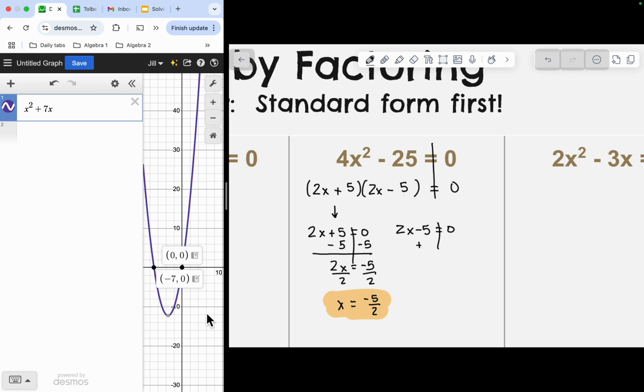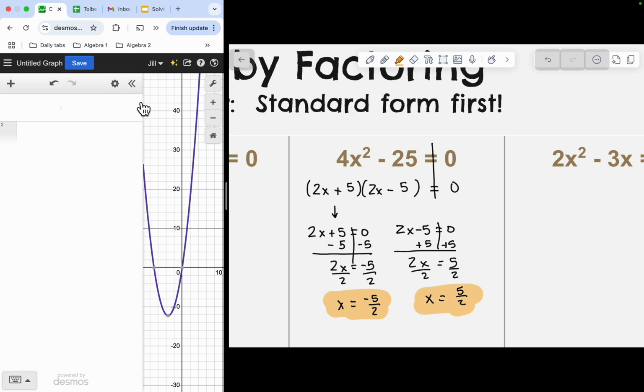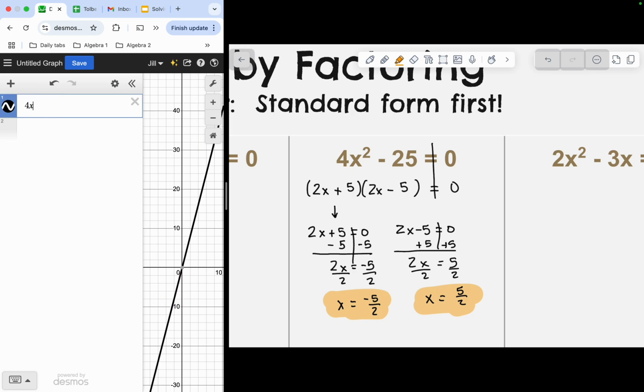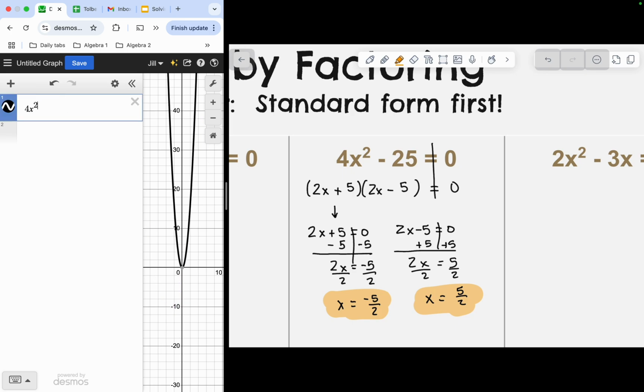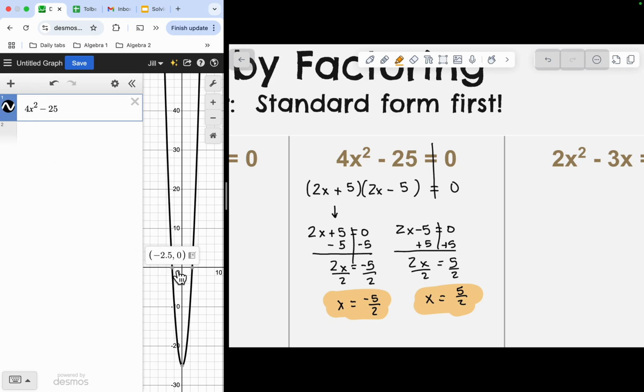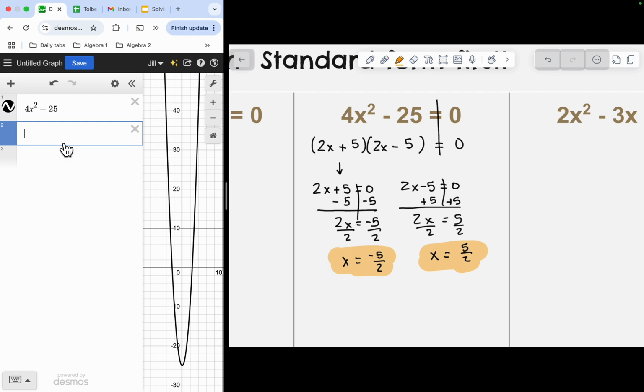And then the other solution, we're going to do the exact same thing. It's very similar because the factors are very similar. So we get x equals positive 5 halves, and that's our other solution. So then if we come over here and we check it, going back to the original quadratic, 4x squared minus 25, we see that negative 2.5 is one of our solutions, and positive 2.5 is the other. And of course, negative 5 halves is the same thing as negative 2.5.